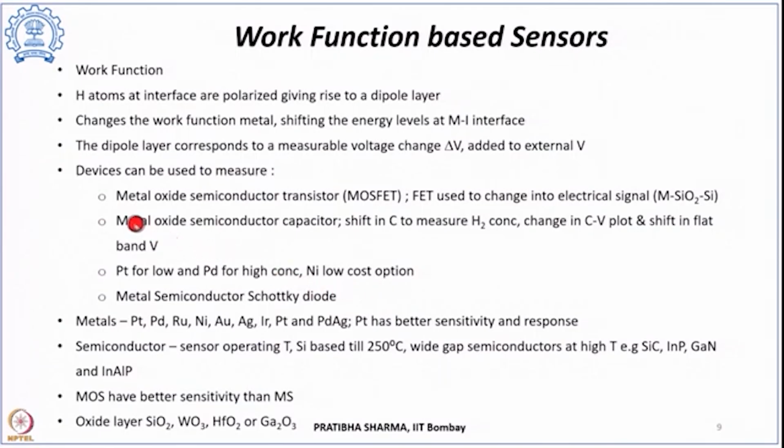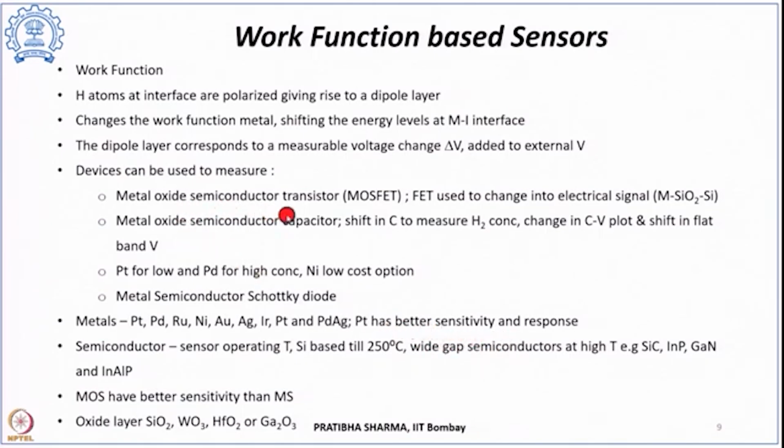Or simply, instead of having metal oxide semiconductor or metal insulator semiconductor, we can have a metal semiconductor Schottky diode. Now in these, the metal that has to be used can be either platinum, palladium, ruthenium, nickel, gold, silver, iridium. Platinum or palladium silver can be used for the metal, and platinum has been found to have better sensitivity and a faster response.